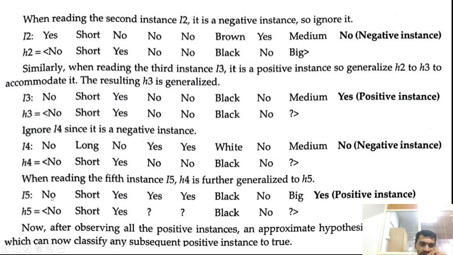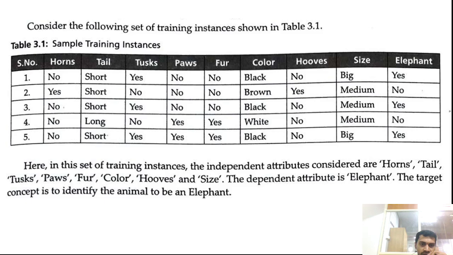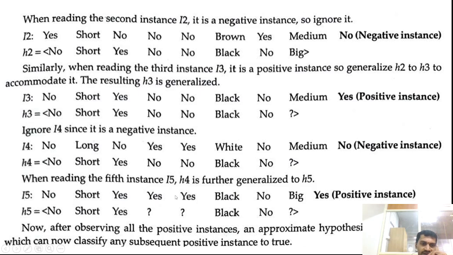Now I will compare the previous hypothesis with this iteration. No no no is a specific instance, and short short short, again yes yes yes. Then for the fourth one, previously it is no, here it is yes, and for this also previously it is no, here it is yes, right? So yes yes, yes and no over here, when comparing, both are positive instances.